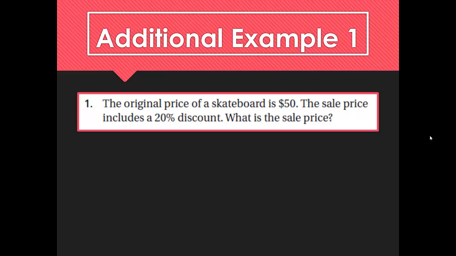Now we have an additional example. You can pause the video and try it on your own, or you may follow along. The original price of a skateboard is $50. The sale price includes a 20% discount. What is the sale price?